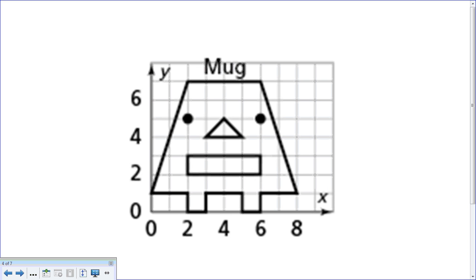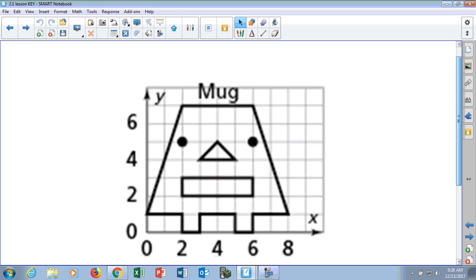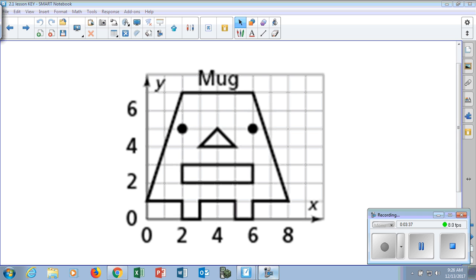So now that you've seen Mug, you're going to draw Zug, Lug, Bug, and Glug, and you're going to use that rule and tell me in part C. Then we're going to talk about your answers once you are finished. I'm going to leave Mug up there. We're going to pause the video and give you some time to plot all those points, find your rules, and work. So go ahead and begin.